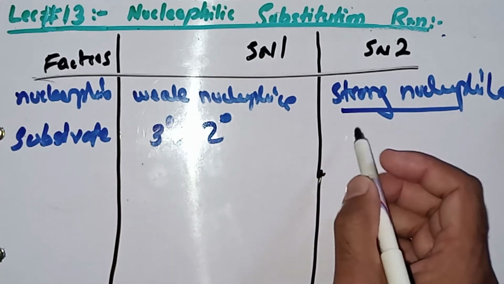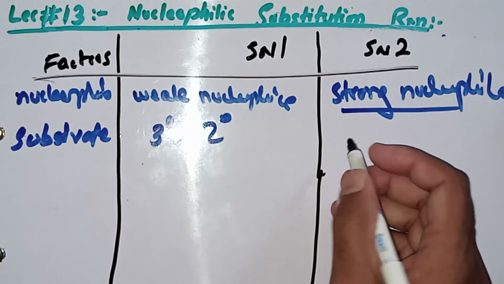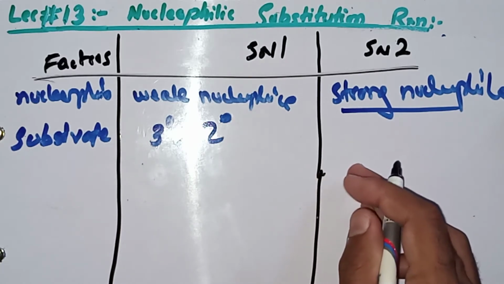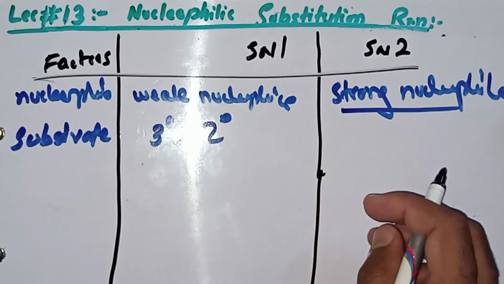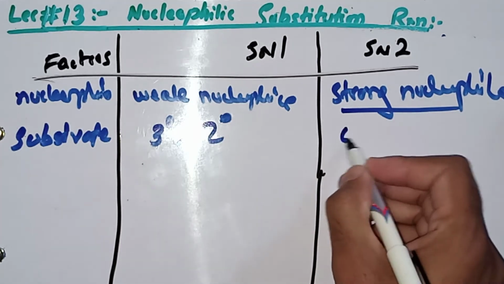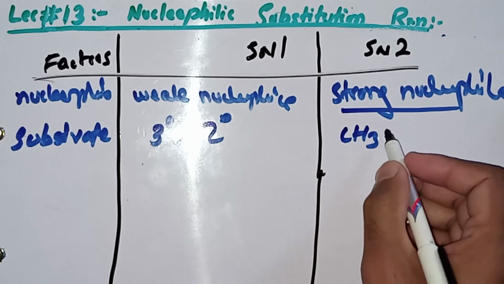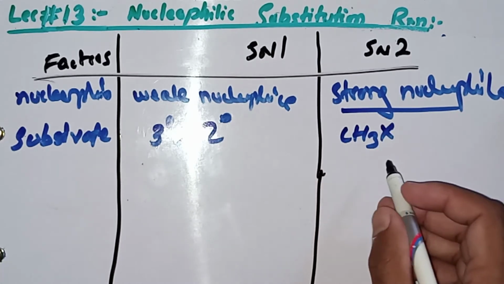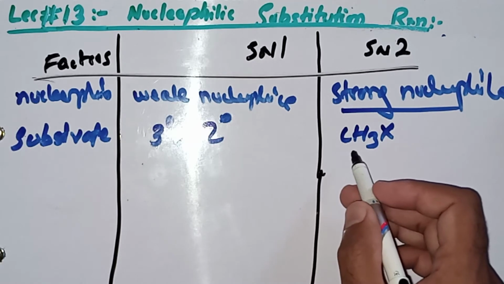While in case of Sn2 reaction, when the groups are sterically unhindered, the reaction will undergo Sn2 pathway, where CH3X, which is methyl halide, is very less sterically hindered.